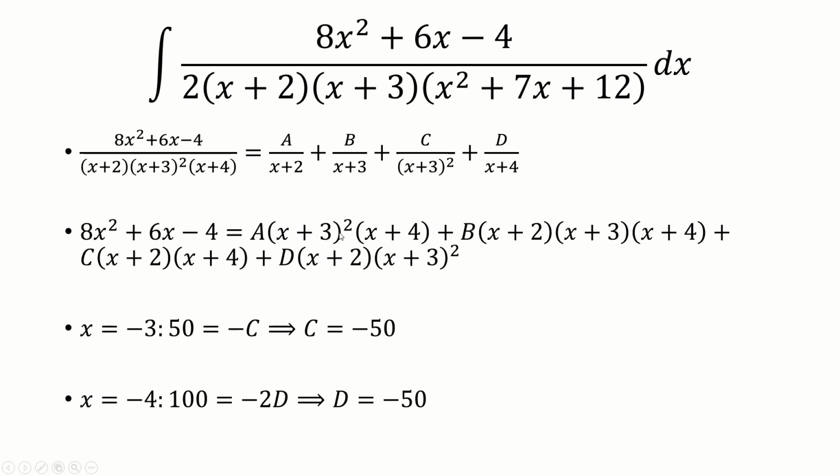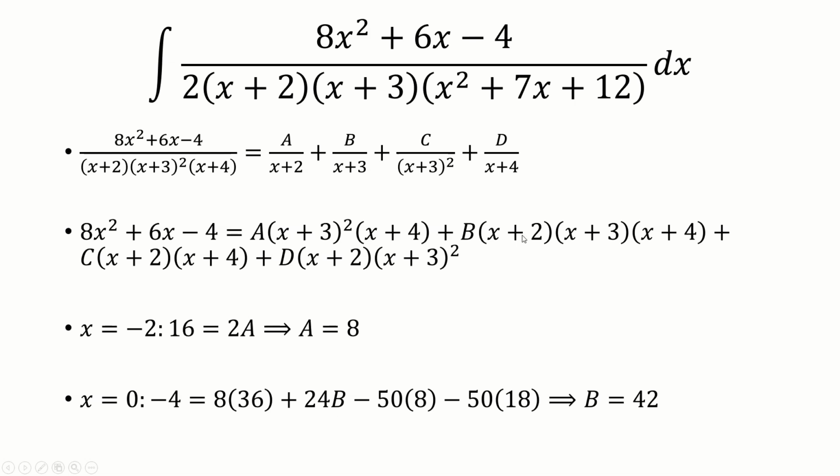Here we have (x + 3). What value of x makes it 0? That's x equals −3. So you plug in x equals −3 into this equation. A lot of things are going to cancel. So we have 50 equals −C, which means C is −50. Now we move on to the next one. We see (x + 4), so let's just plug in x equals −4. On the left side, you get 100. On the right side, you get −2D. So D again is −50.